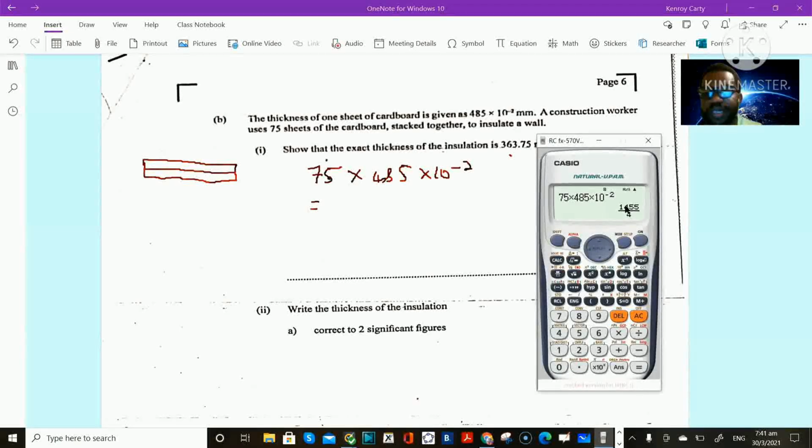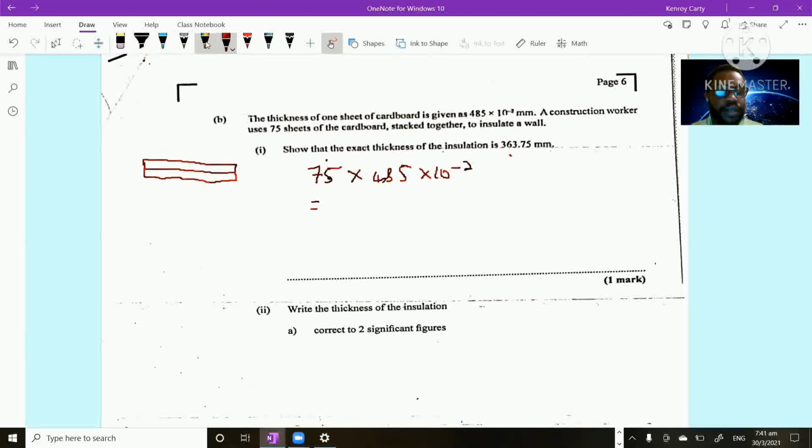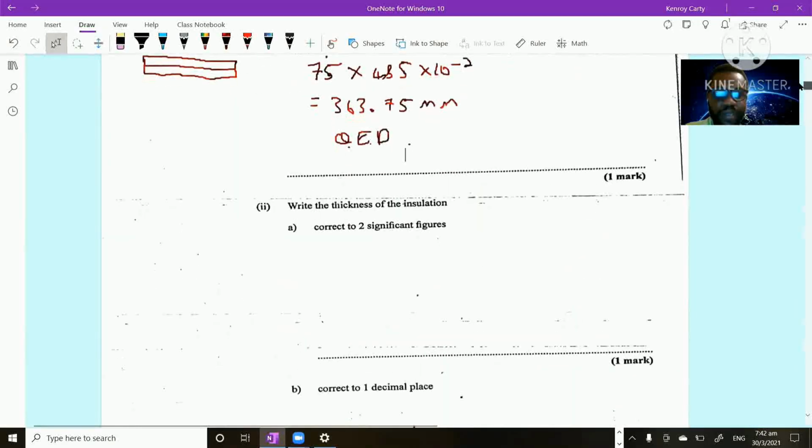All right, notice my calculator will give you an improper fraction, which you have S to D, which means standard to decimal. So that's 363.75. Good, so let me put that in here. So this is 363.75. And of course, you have to remember that this is millimeters. All right, so it's a show that. So it's a QED, that which has been proven because it was a proof question. They ask you to prove that it's going to be equal to that.